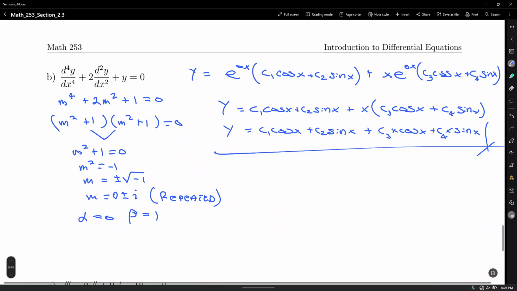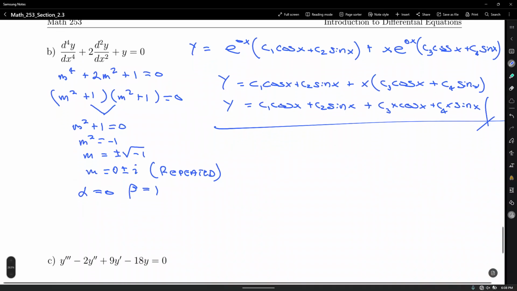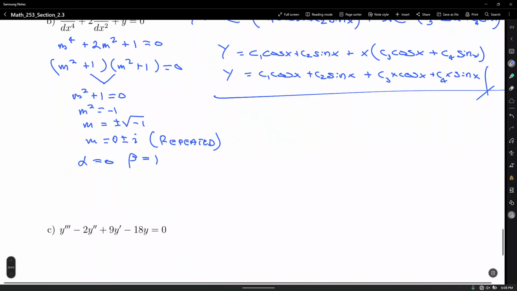C3 and C4. Thank you. Those are 4 totally different constants, and that's because we have a 4-order differential equation. So the order of the equation is the number of constants. Remember the linear combination, it has a constant for every function in the set of fundamental solutions. One more. Okay, let's keep going.